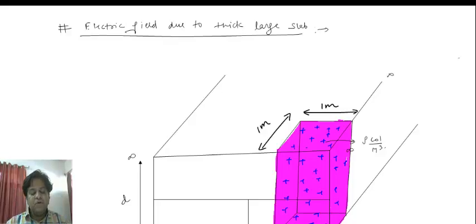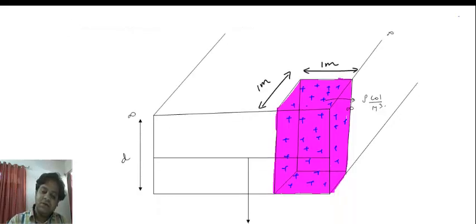So in this video we will be finding out the electric field due to a thick large slab. Large means the slab is extending up to infinity. So the dimensions of the slab are extending up to infinity in all directions. But the thickness of the slab is rather more, which is, let's say, D.